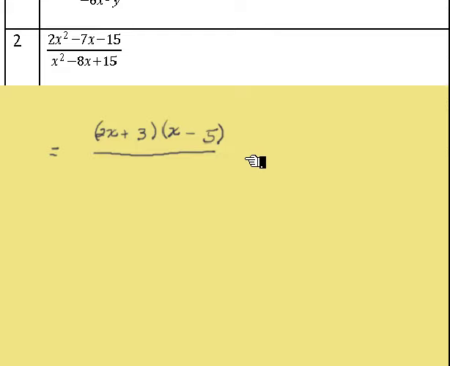Always check that you have the right middle term. All right, so let's do that. Here we have the outer, that's minus 10x, and the inner is plus 3x. Minus 10x plus 3x gives us that minus 7x. Okay, so this is correct. Now let's go ahead and factor the denominator.